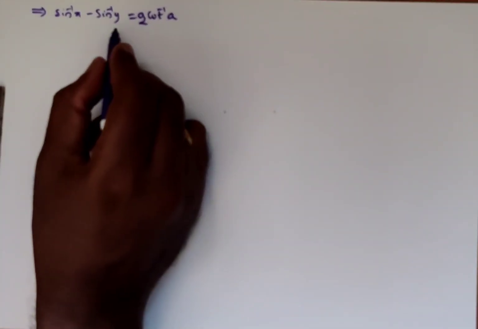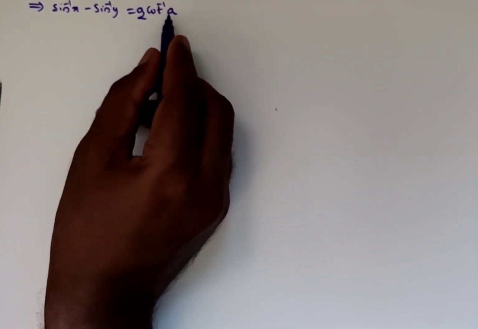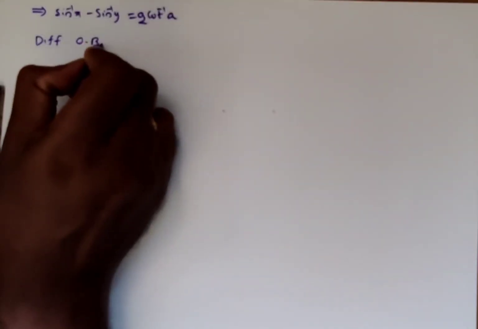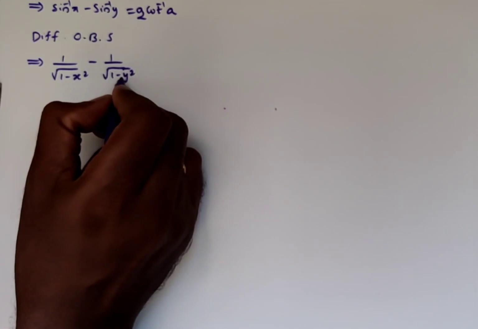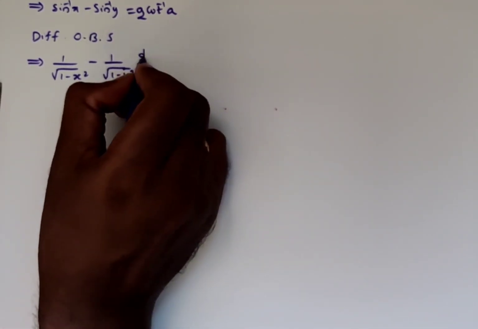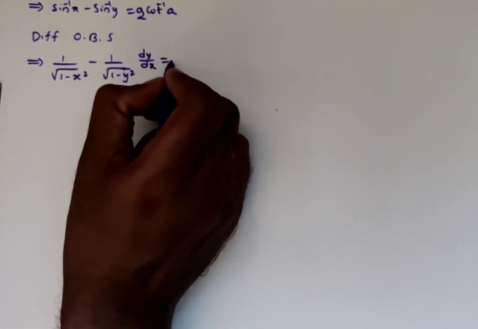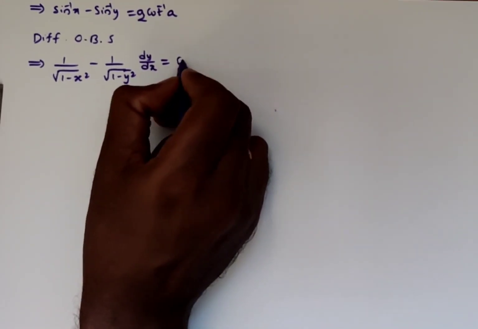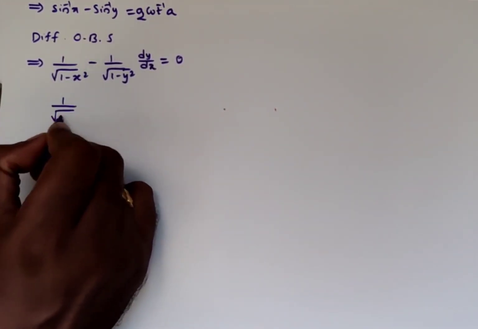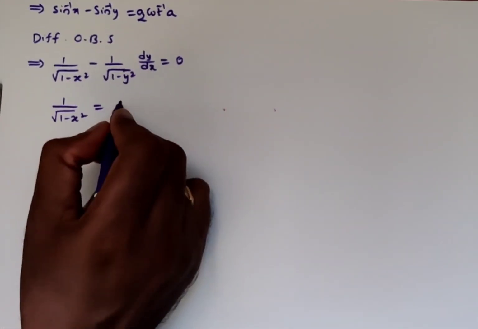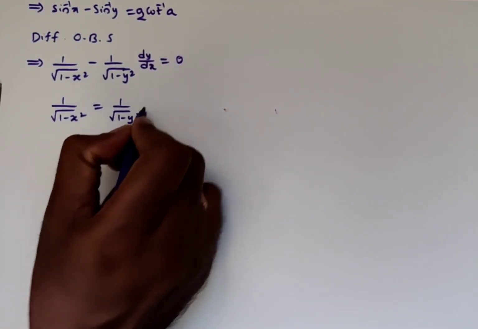So sin inverse x minus sin inverse y equals 2 cot inverse a, where this is a constant only, since a is already a constant. Now differentiate on both sides with respect to x. Now the derivative of sin inverse x is 1 by square root of 1 minus x square, minus derivative of sin inverse y is 1 by square root of 1 minus y square, but y is a function of x, so we need to differentiate y also with respect to x, which is equal to 2 into derivative of cot inverse a, which is 0, since cot inverse of a is a constant and the derivative of a constant is 0. Now 1 divided by root of 1 minus x square, which is equal to, in the right side after transposition, 1 divided by root of 1 minus y square into dy by dx, right?